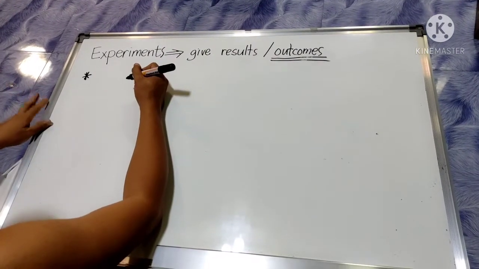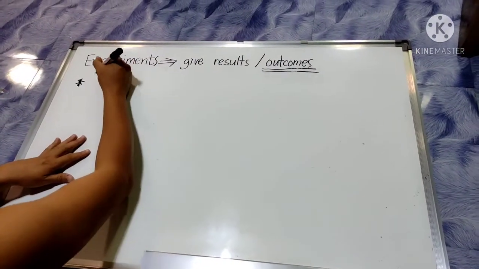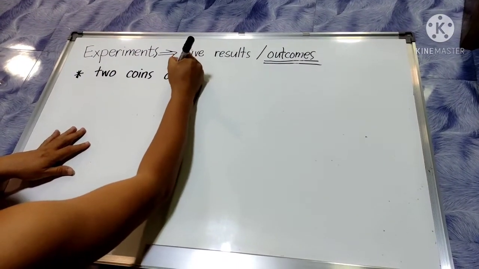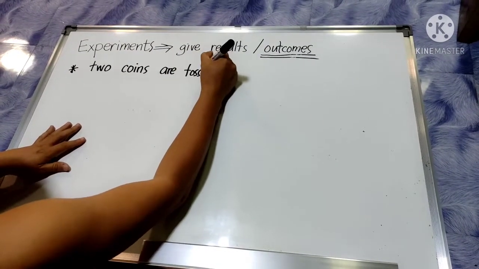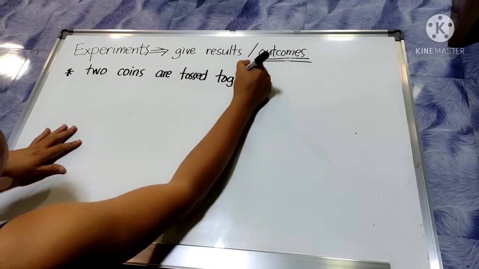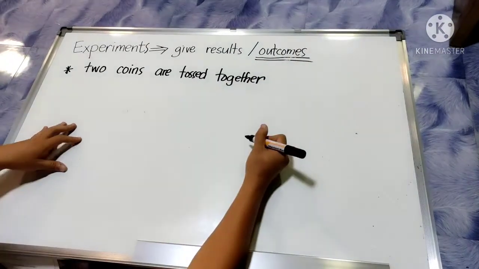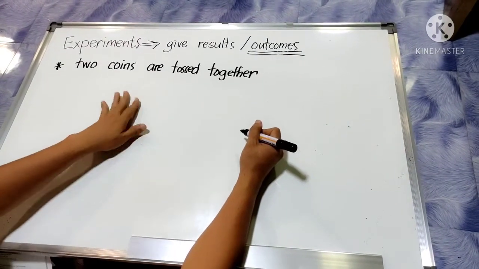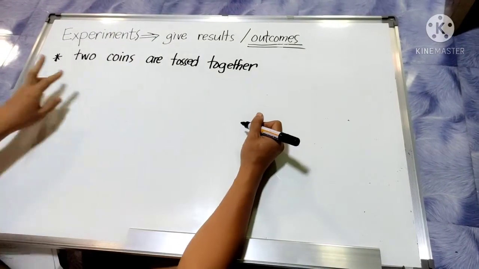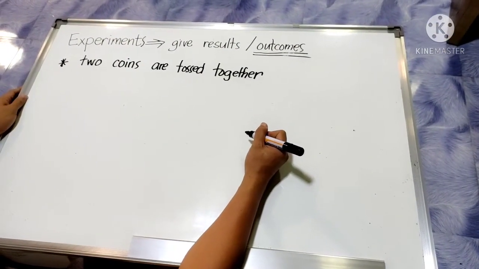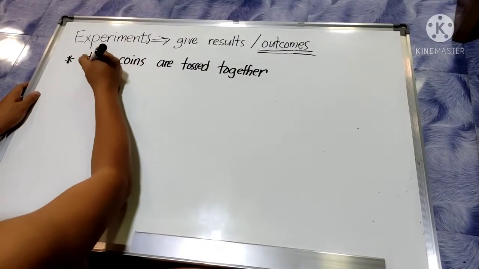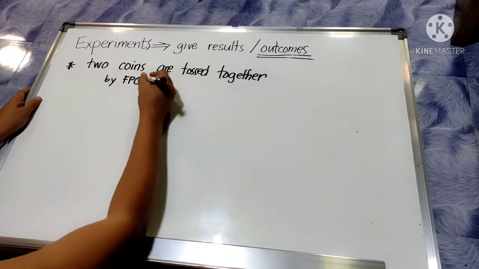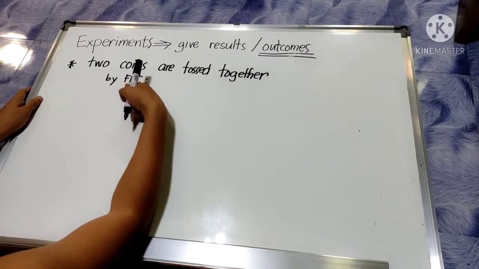What if our experiment would involve two coins? Like for example, two coins are tossed together. How will you determine the number of elements or the number of outcomes? So, in this case, because there are already two objects, let us use the FPC. I hope you still remember FPC. FPC stands for the fundamental principle of counting.